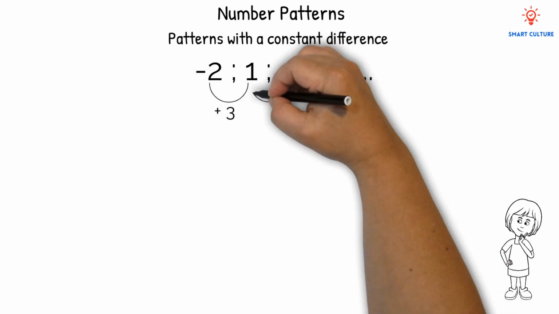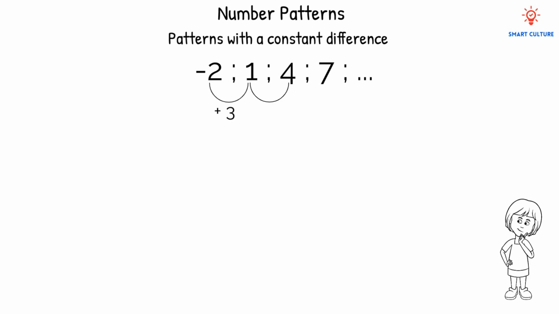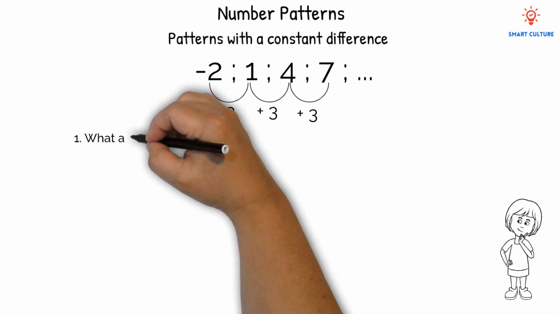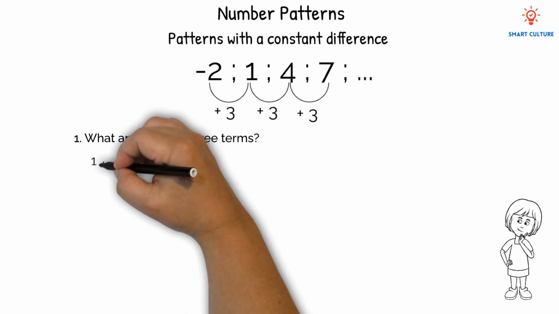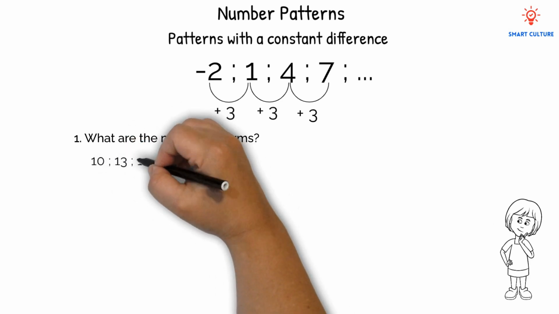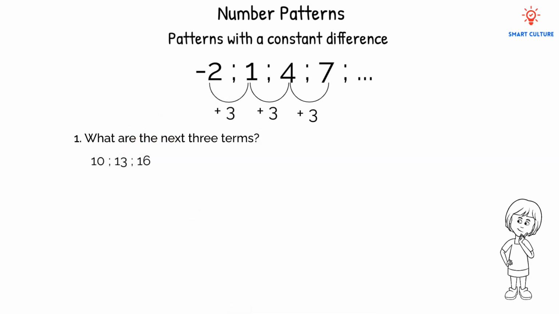When we look at term 2 and term 3, we say 4 minus 1 is 3. And the same goes for the next two terms. Therefore, this pattern is constantly increasing by 3. We will be able to work out the next three terms. We take number 7 and add 3, which will give us 10, and then 13 and 16.